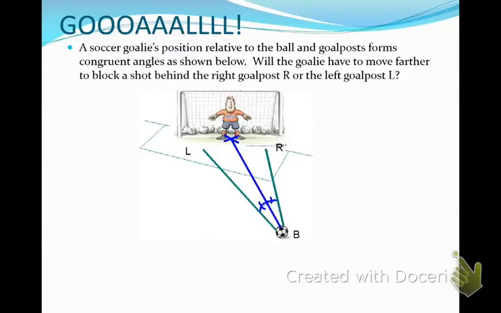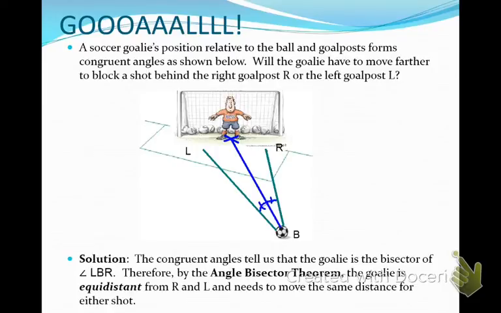You're shaking your head no, Aaron. Why not? Yeah, he'd be equidistant from each goal post. Same distance for each shot because he's on the angle bisector. That's the angle bisector theorem.